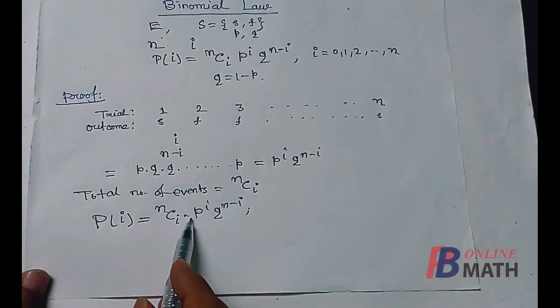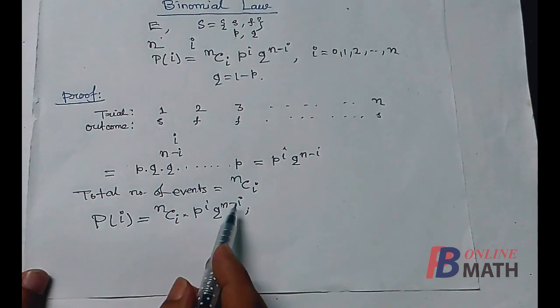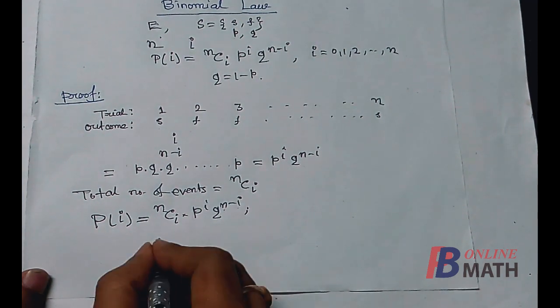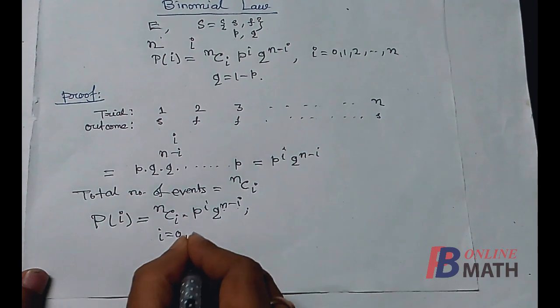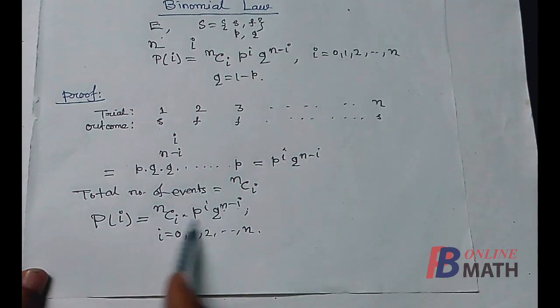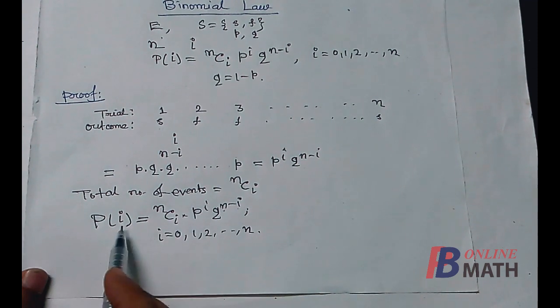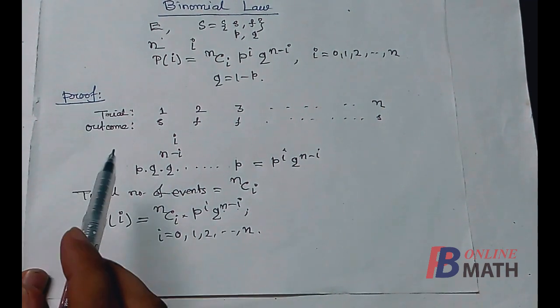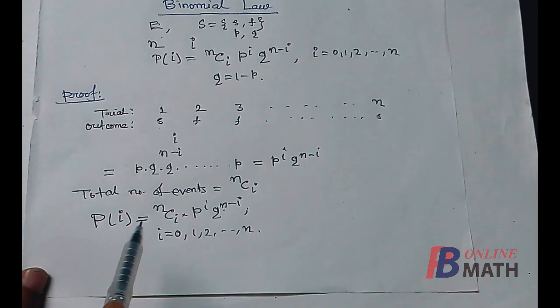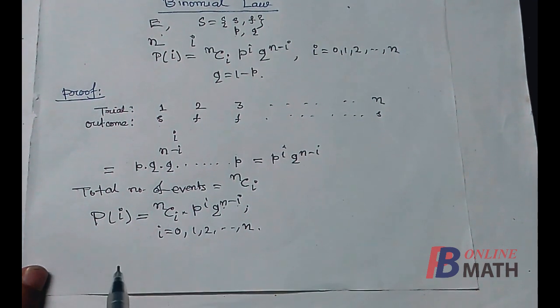where P is the probability of success, Q is the probability of failure, n is the number of trials, I is the number of successes, and we know that the number of successes can vary from 0 up to n. So this law is called the binomial law. So this is the required probability that out of these n trials exactly I number of successes will happen. So this is the formula of the binomial law.